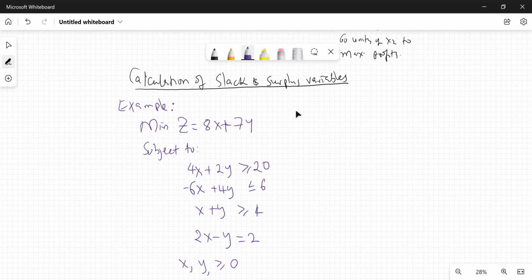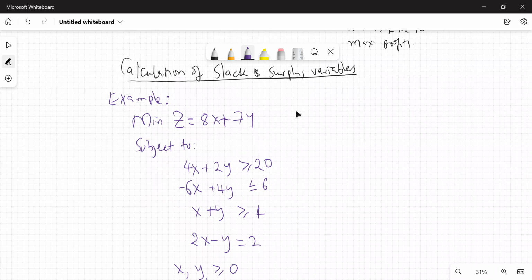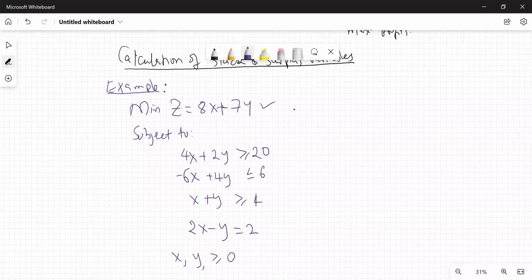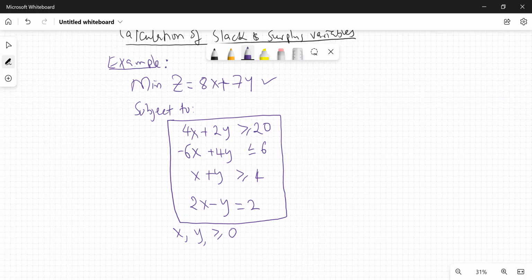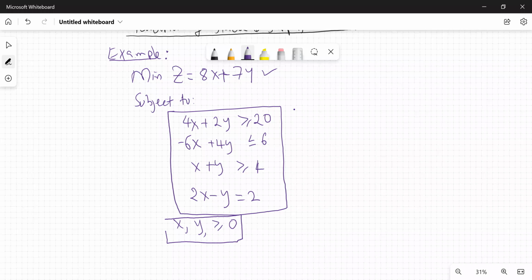So let's have this illustration to show how to calculate slack and surplus variables in LPs, in linear programming models. Suppose you have this example, which is a minimization type of problem, where you're supposed to minimize that objective function subject to this set of constraints and this non-negative restriction. You'll notice that this is a greater than or equal to inequality, this one is a less than or equal to inequality, greater than or equal to, and this one is an equality.